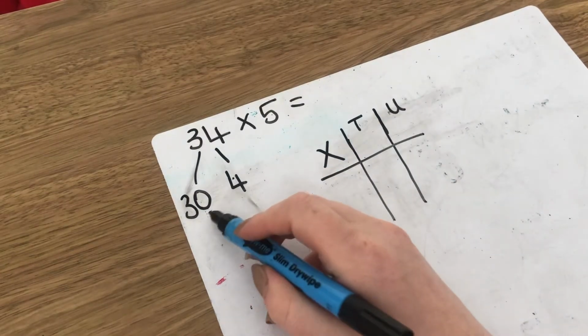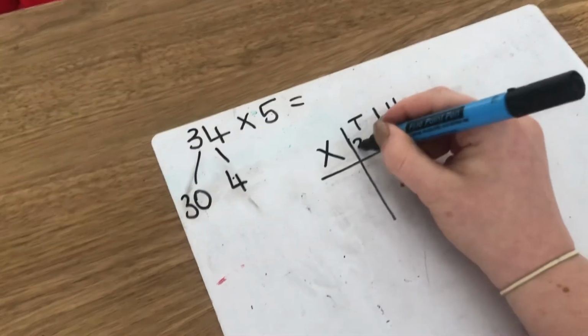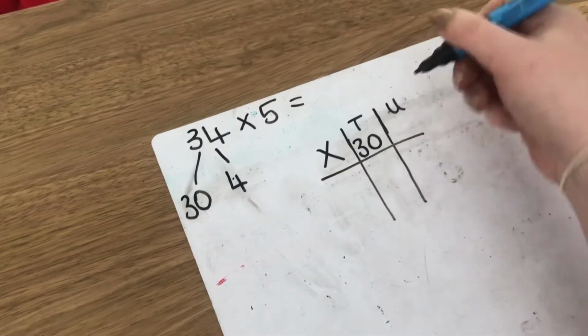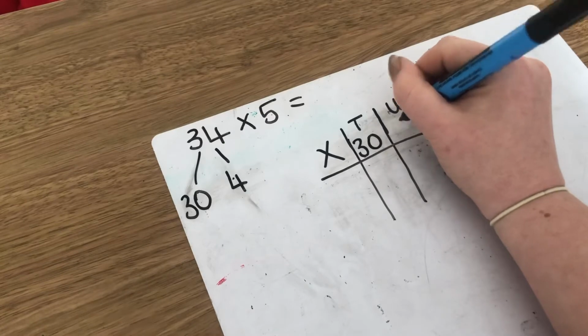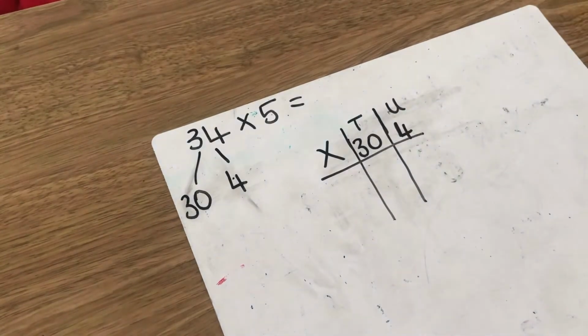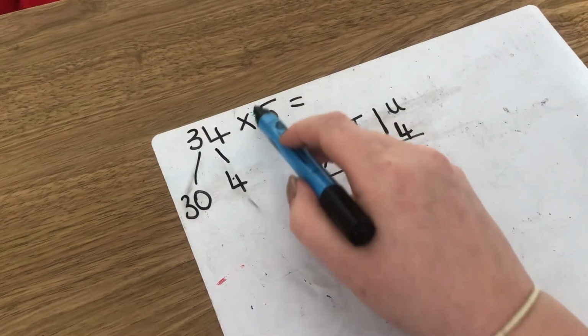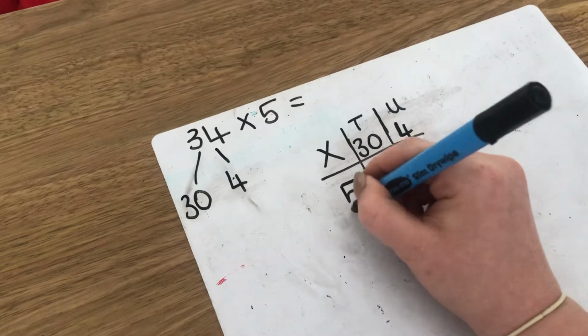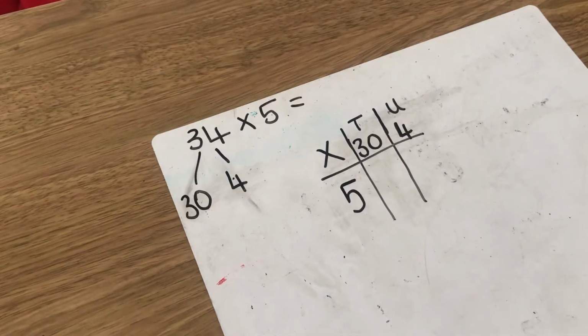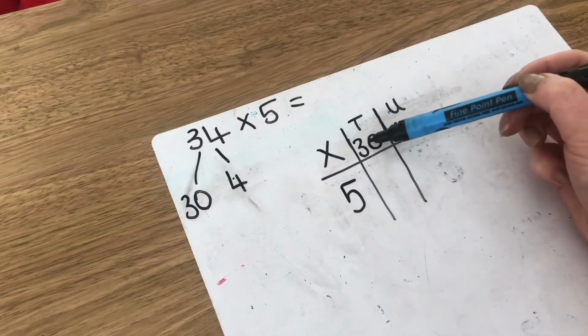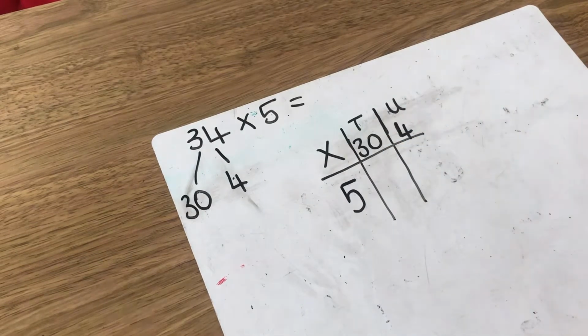So I've got my 30 because it's my tens, so I'm going to put that in the tens column, and then I've got my 4 ones or my units that I'm going to put in my unit column. Okay, so I am multiplying today and I am multiplying by 5, so that's going to go here. So what I've got is 5 times 30 and 5 times 4.